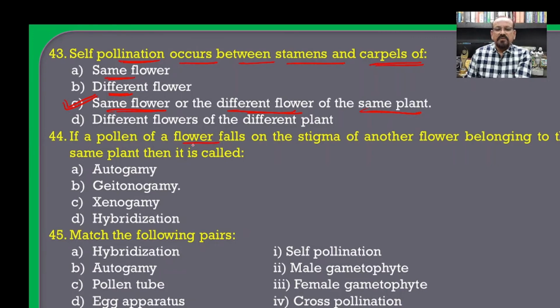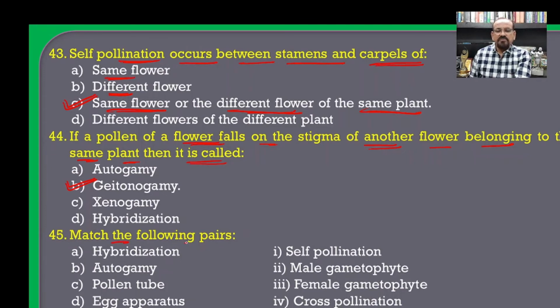If pollen of a flower falls on the stigma of another flower belonging to the same plant, then it is known as, same plant, means self-pollination. Same flower, autogamy. Different flower on the same plant, geitonogamy, and hence B is the correct answer, as it is a different flower of the same plant.